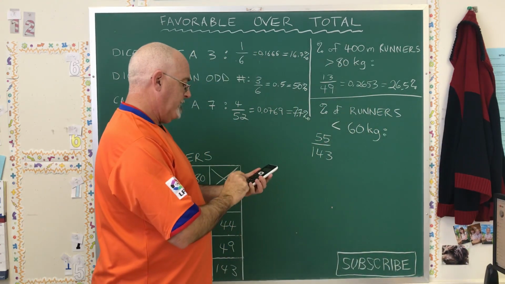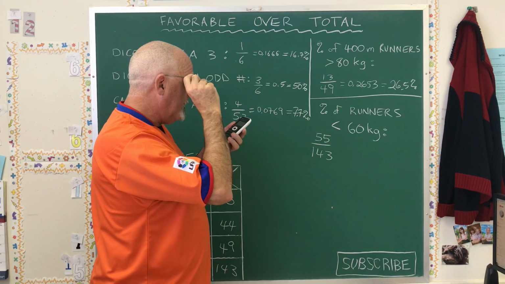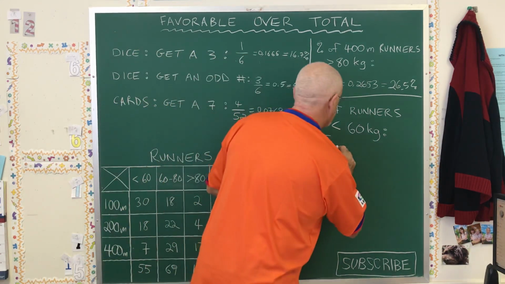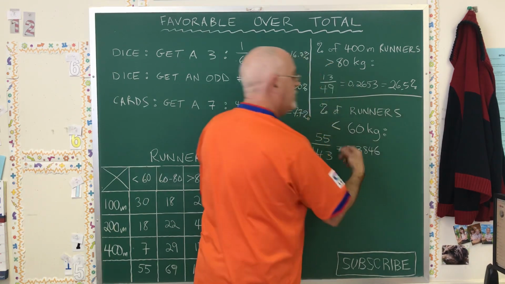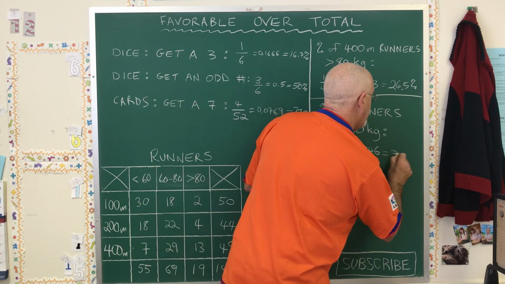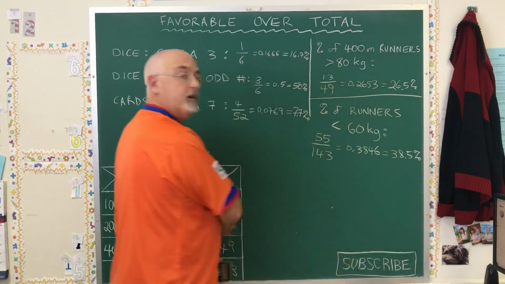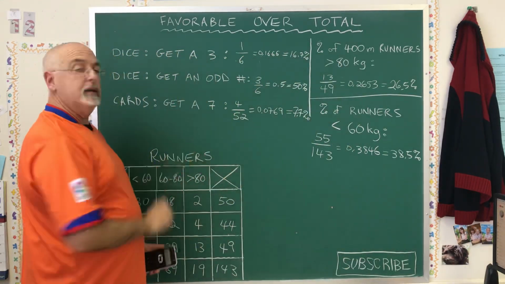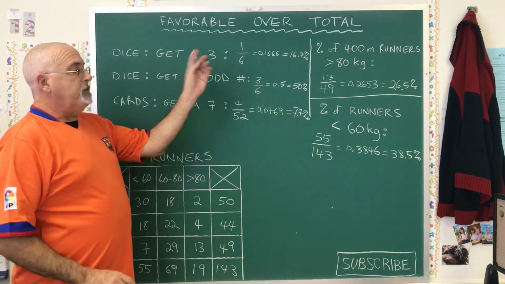55 divided by 143 gives me 0.3846 as my first four decimals. Multiplying by 100, therefore, I'm figuring out that about 38.5% of the runners in the table weigh less than 60 kilograms. This has been favorable over total.